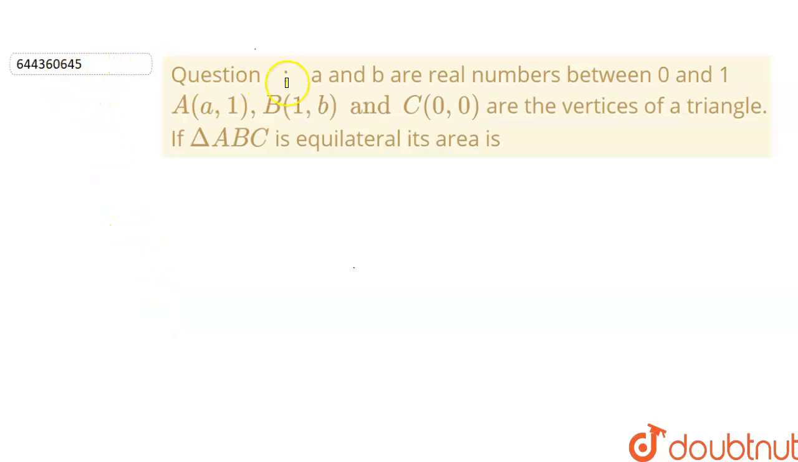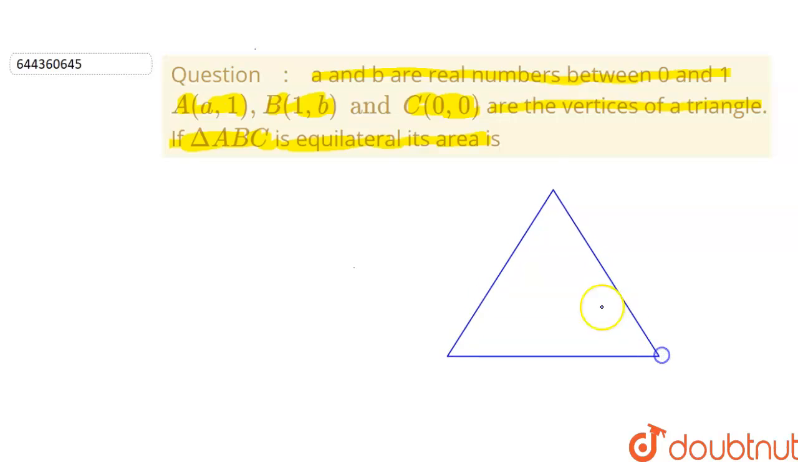Hello, student. In this question, we are given A and B are real numbers between 0 and 1. And the points A, which is (a, 1, b), B, which is (1, 1, b), and C, which is (0, 0), are the vertices of a triangle. If triangle ABC is equilateral, then we have to find its area. Means, we have an equilateral triangle like this. Let's suppose this is the triangle, with A (a, 1, b), B (1, 1, b), and C (0, 0).